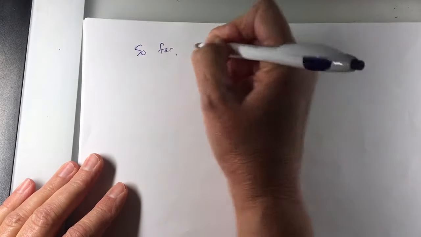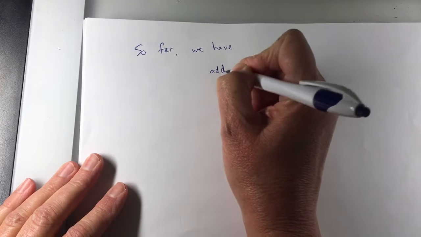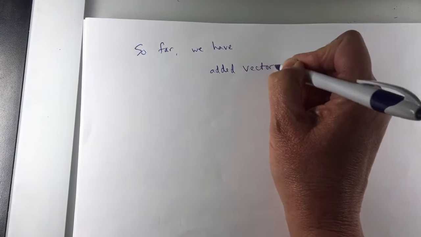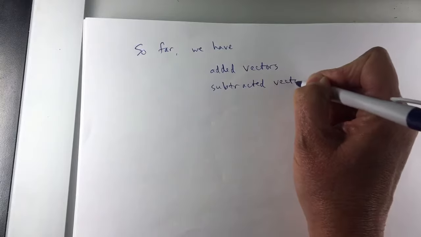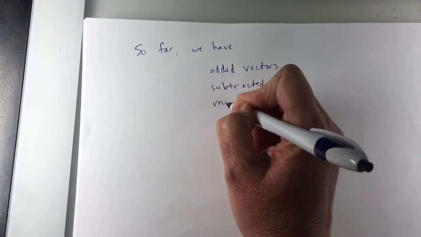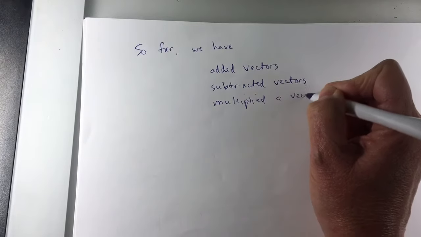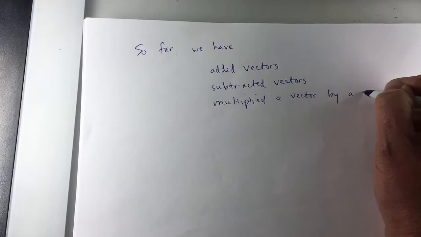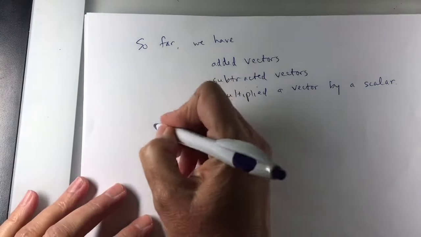So far, we have added vectors. We've subtracted vectors. And we've multiplied a vector by a scalar. And one of the things that we've not done is we haven't taken two vectors and performed some multiplication with those vectors.